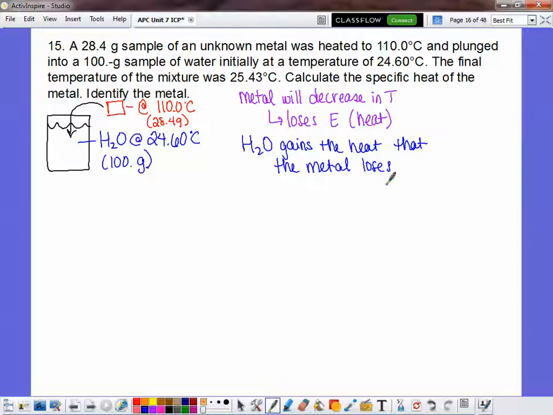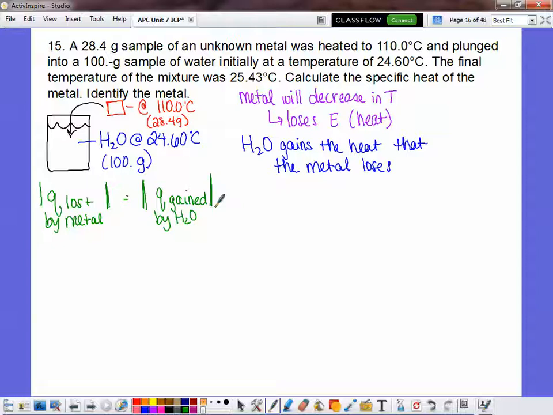So since the water is gaining the heat that the metal is losing, we can say that the magnitudes of the Q's are going to be equal. So the absolute value of the Q that's lost by the metal will equal the absolute value of the Q gained by the water. That's what I just said over here. I'm just putting it into more mathematical terms.